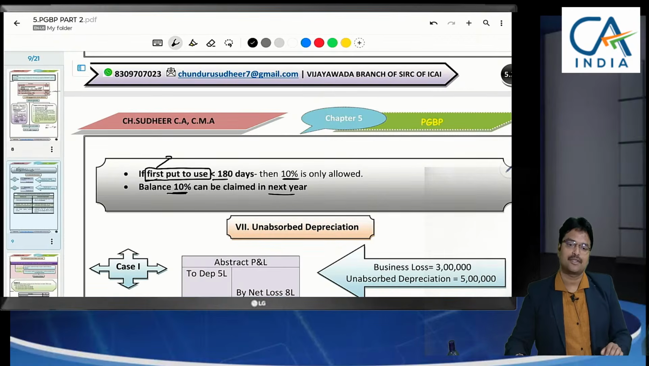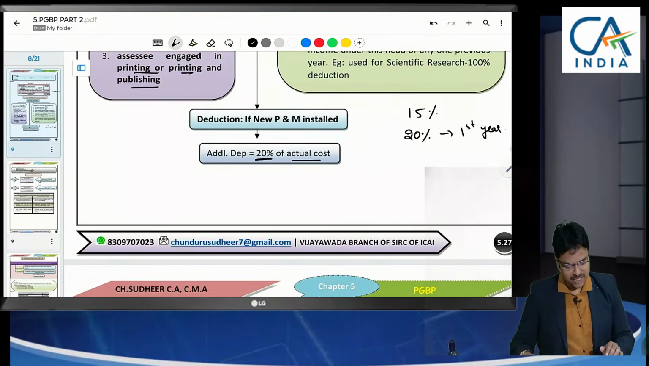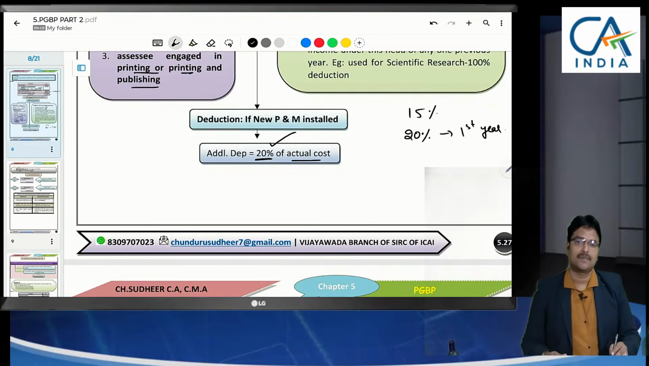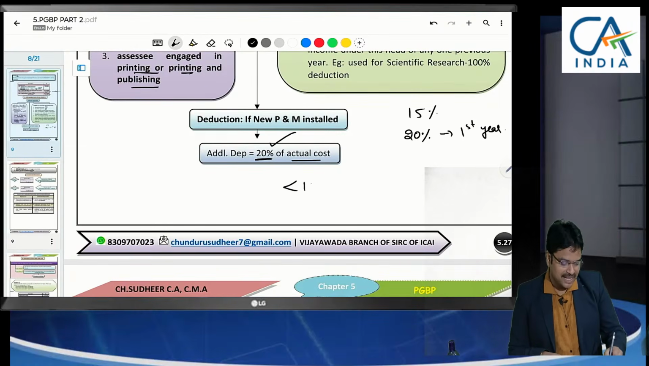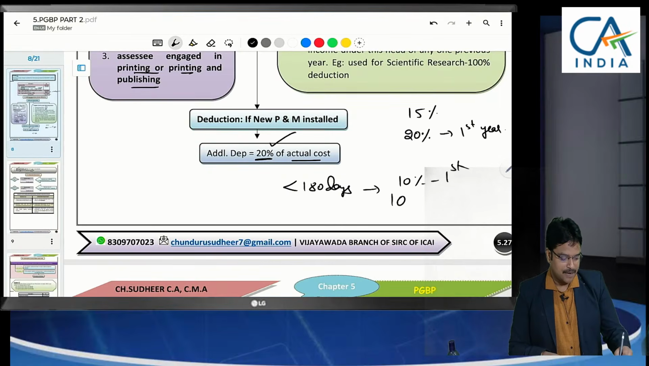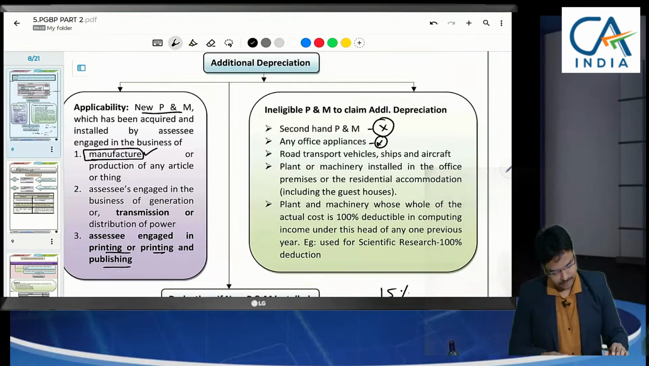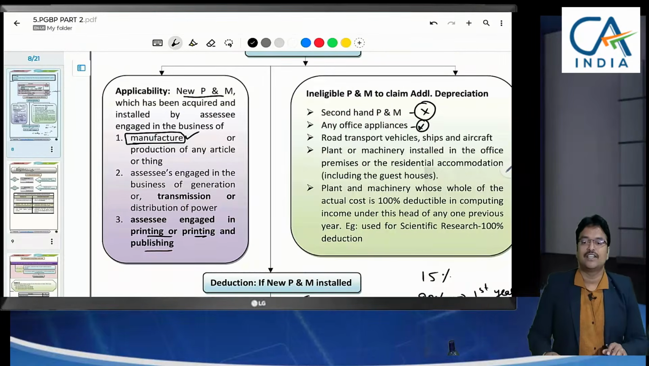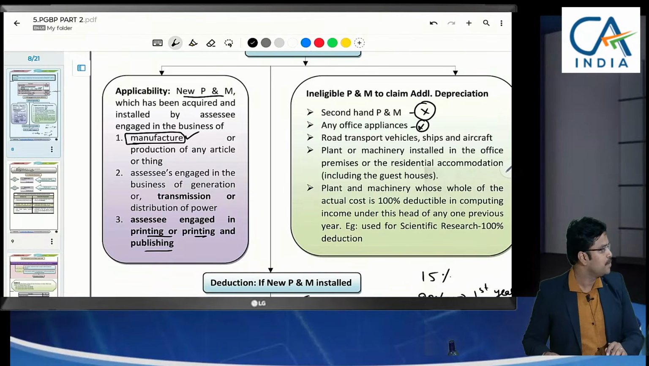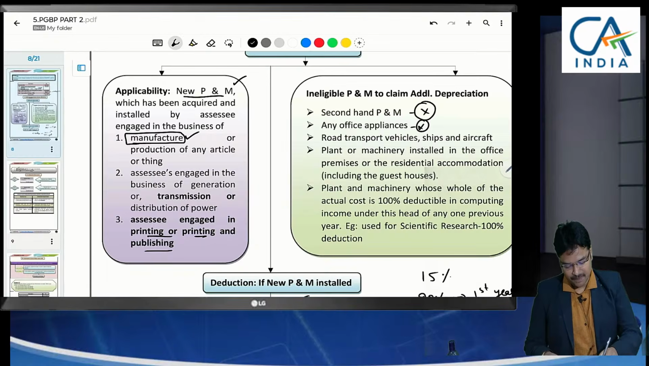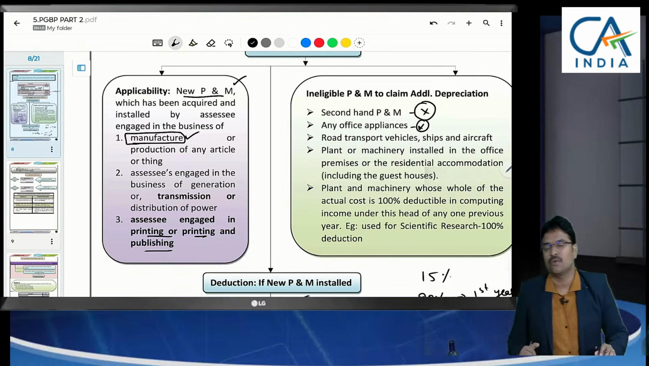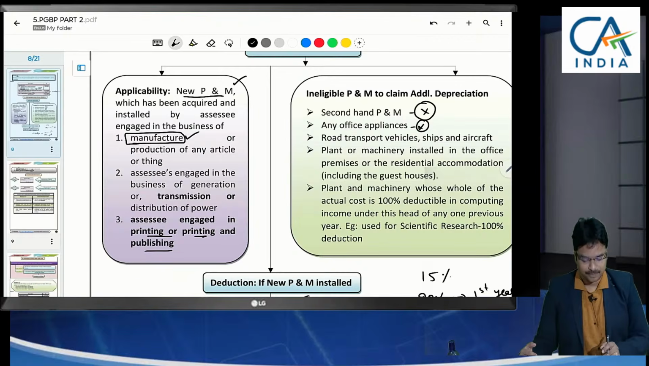The only exception. Usually, how much is eligible here? 20%. But if it was put to use for less than 180 days. Now tell me, 10% in first year and 10% in second year. That's why we are saying here as it should be a new plant and machinery. Only on plant and machinery we can claim. Can we claim on furniture? No. Can we claim on buildings? No.